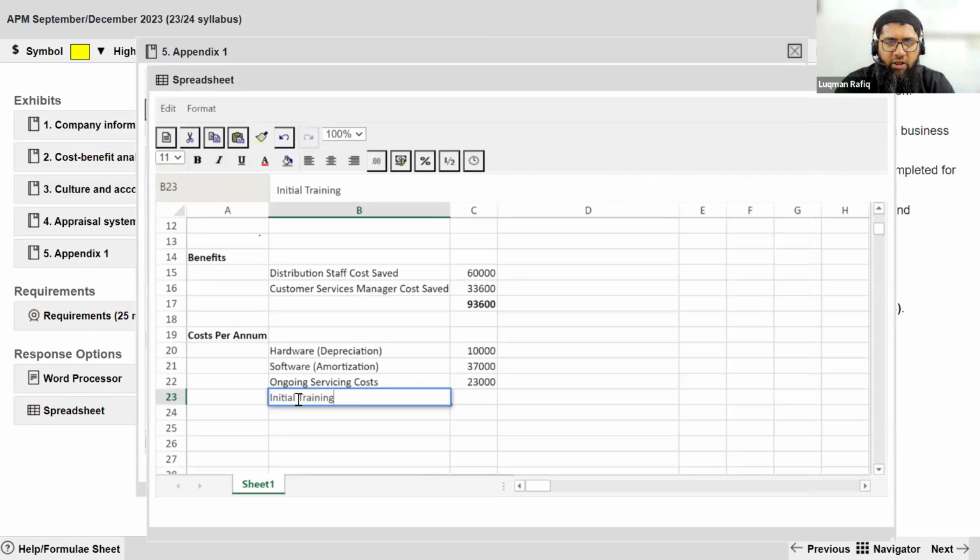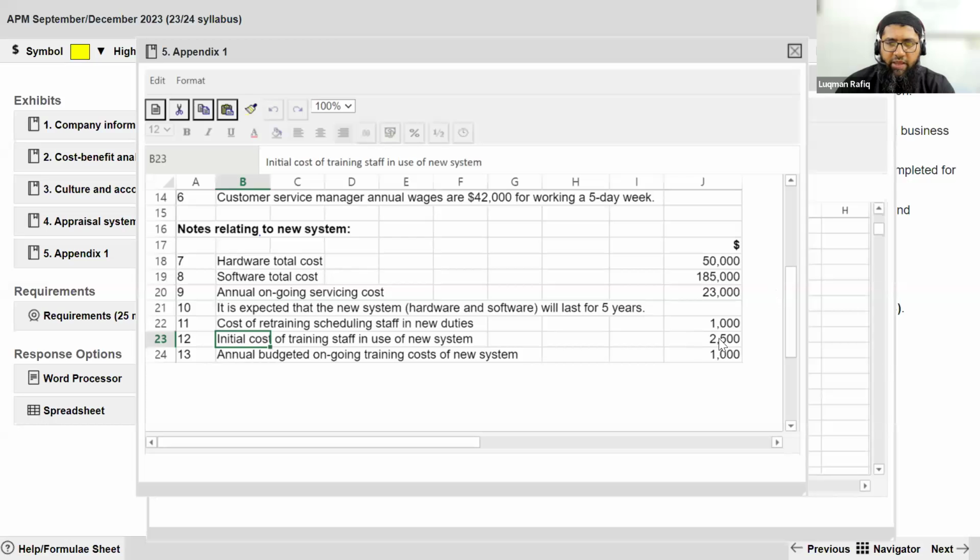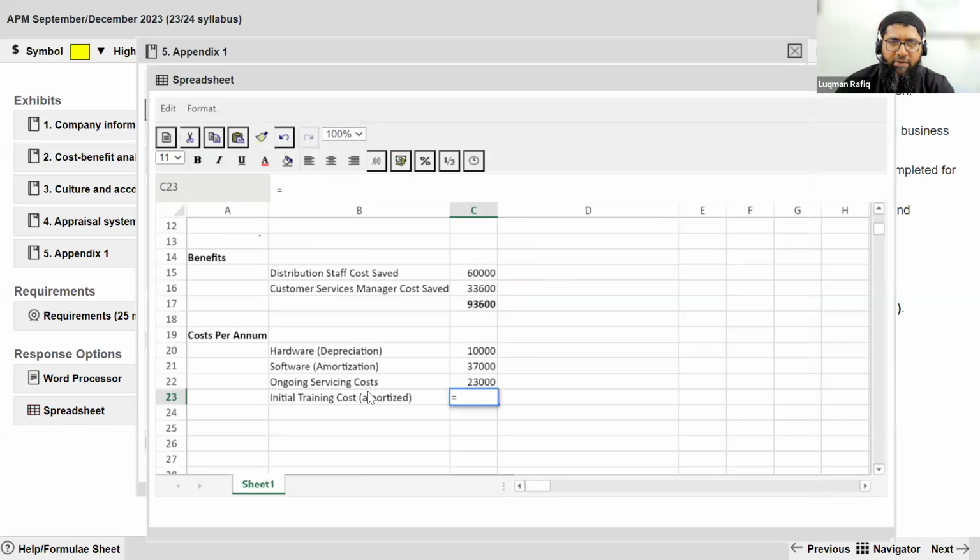Initial training cost amortized is going to be how much? Initial training cost is going to be 2500 divided by 5. The initial training cost which is going to be amortized is 2500 divided by 5.